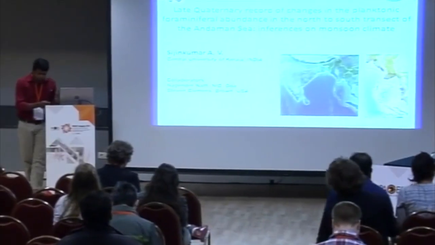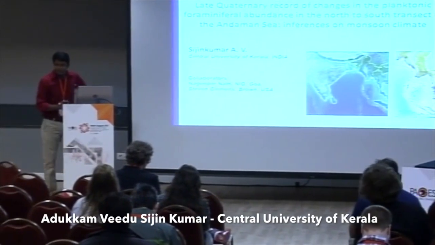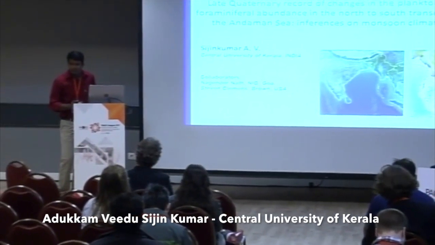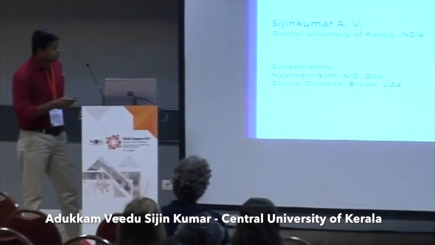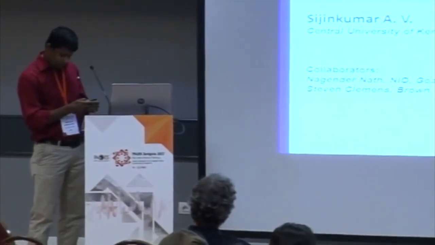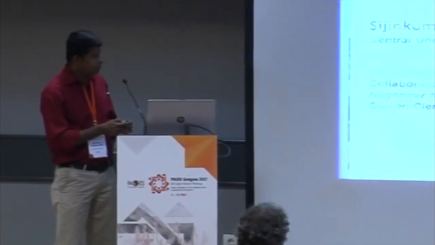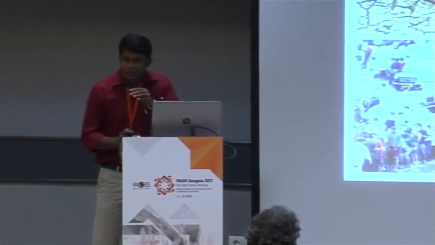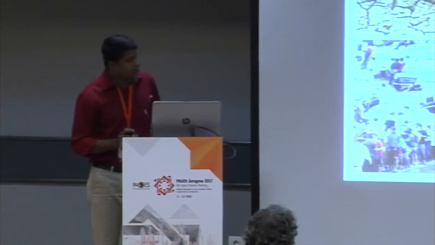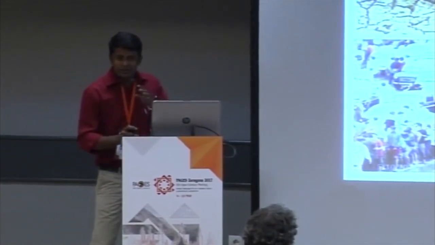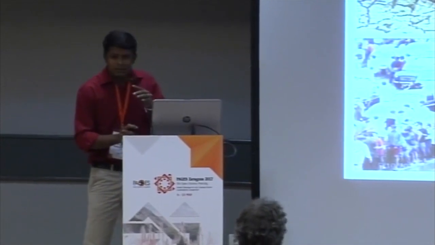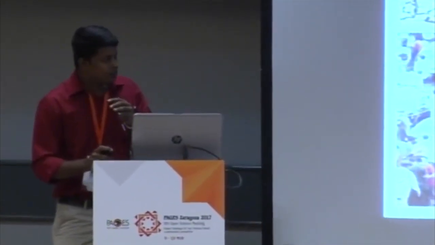Today I'm talking on planktic foraminifera assemblage changes in the north-south transect of the Andaman Sea for understanding the paleo-monsoon conditions. So as we know, in India, monsoon is an important parameter. The picture itself depicts the importance of monsoon. Some seasons we are getting intense precipitation, and sometimes there are drought conditions. So it itself shows the importance of monsoon.